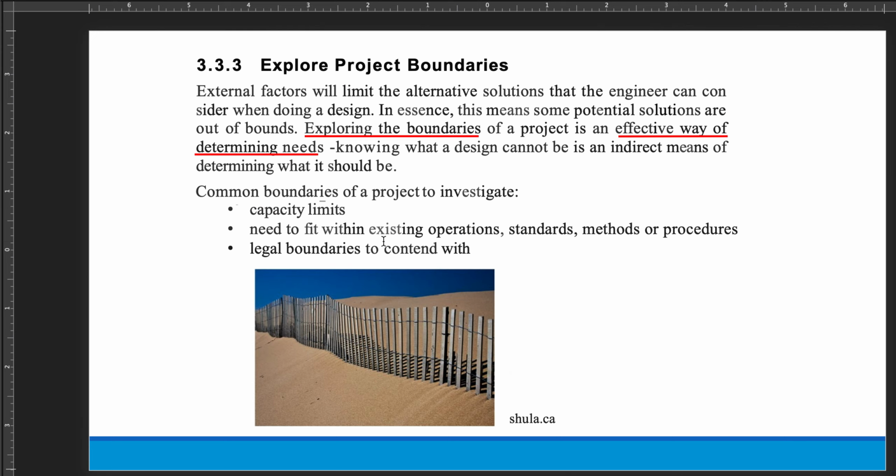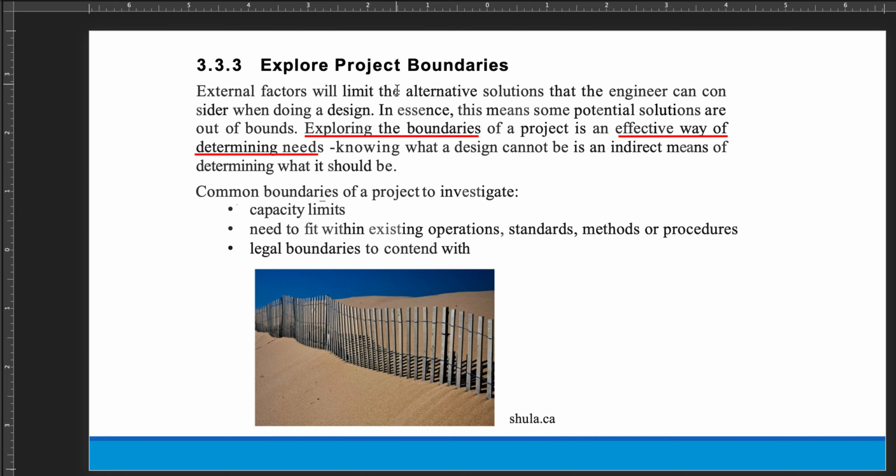Also, your project will have certain boundaries. And these are sort of external factors which will limit the alternate solutions that the engineer can consider when doing a design. Exploring the boundaries of a project is an effective way of determining needs. These needs are, again, in your needs statement.